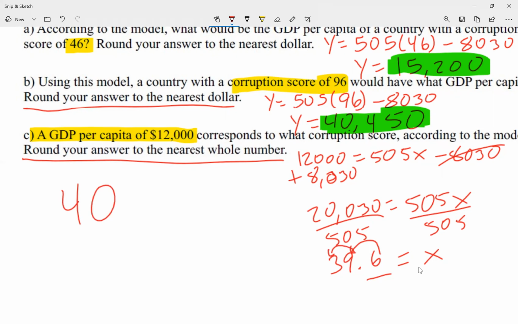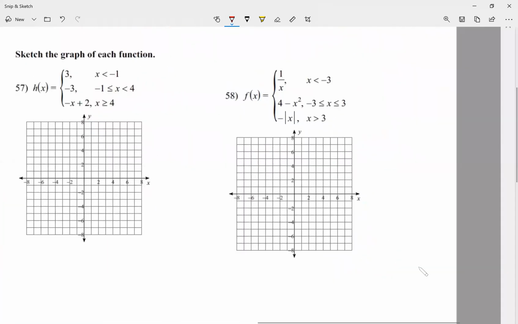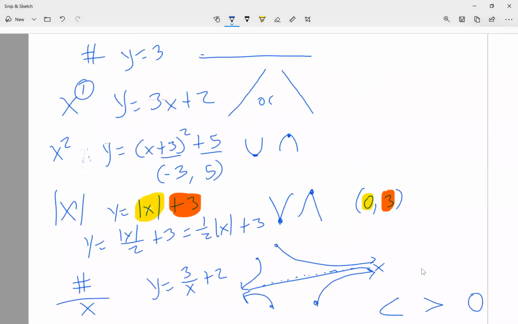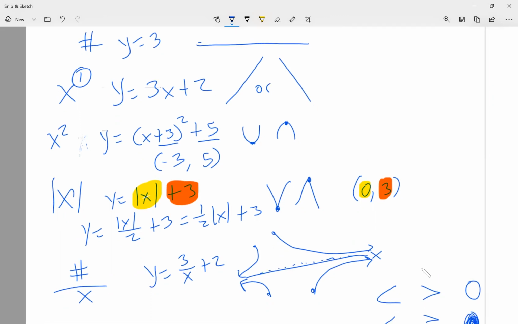All right, 2 more questions. 57 and 58. Now this we did piecewise function. Now let me remind you guys something on the piecewise function. We talked about this before. If y equals a number, I get a horizontal line. If my highest exponent is 1, as an example, y equals 3x plus 2, I get a line going up or going down. If my highest exponent is to the second, as an example, y equals (x plus 3) squared plus 2, I get a U shape, either open up or open down.